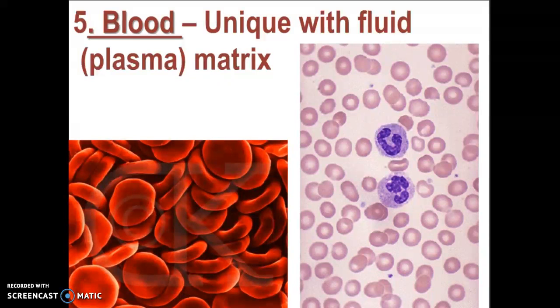Alright, and blood. Blood has a fluid extracellular matrix. Probably the only connective tissue in the body which has a fluid extracellular matrix between the cells, plasma. So look at the picture, you've got the white blood cells, these big purple ones. The red blood cells, or erythrocytes, are these little biconcave disc things. And then the little tiny specks are the thrombocytes, or platelets.